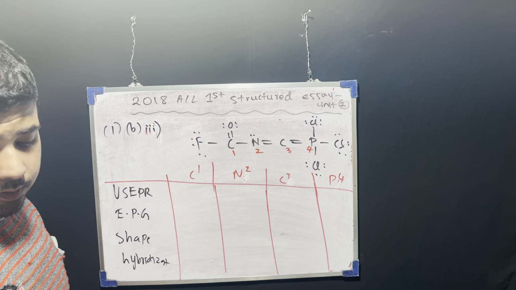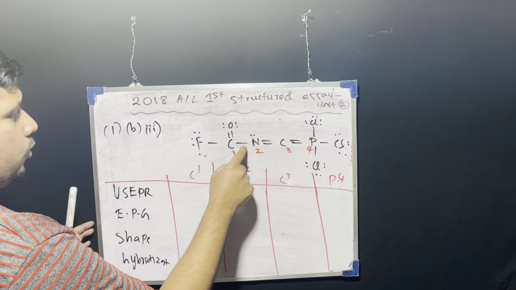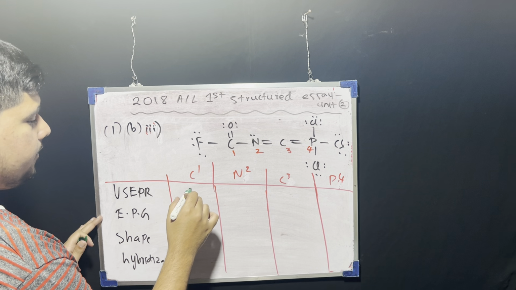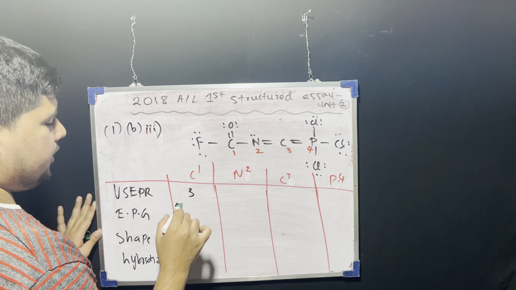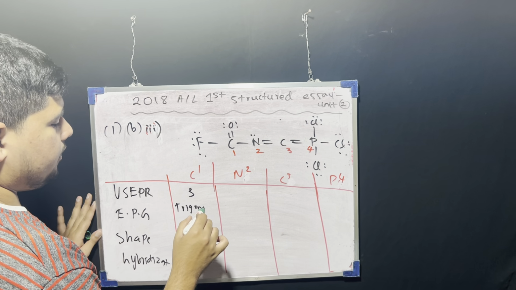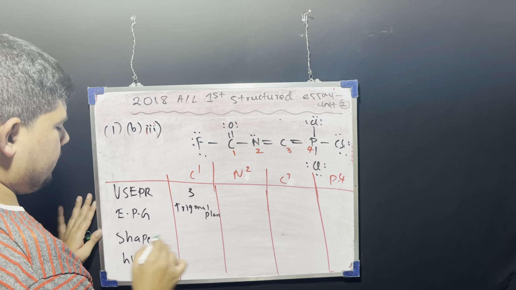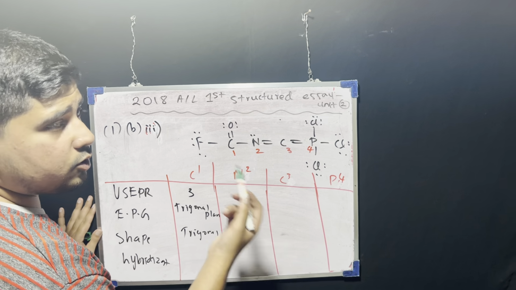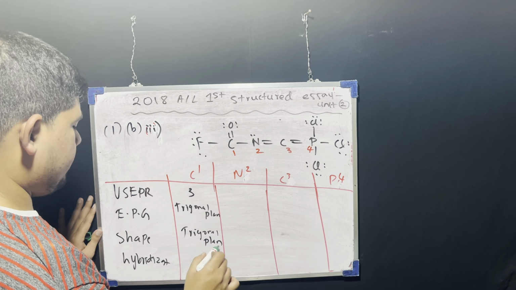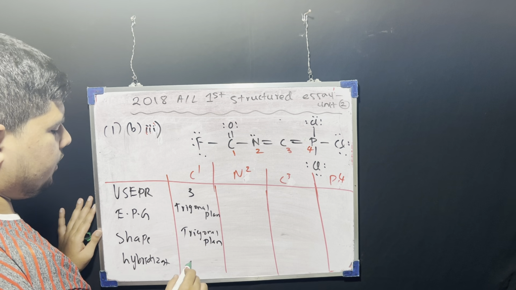VSEPR pairs around the carbon: 1, 2, 3. Electron pair geometry is trigonal planar. Shape is trigonal planar, because there is no lone pair. Hybridization: 1, 2, 3, so sp2.